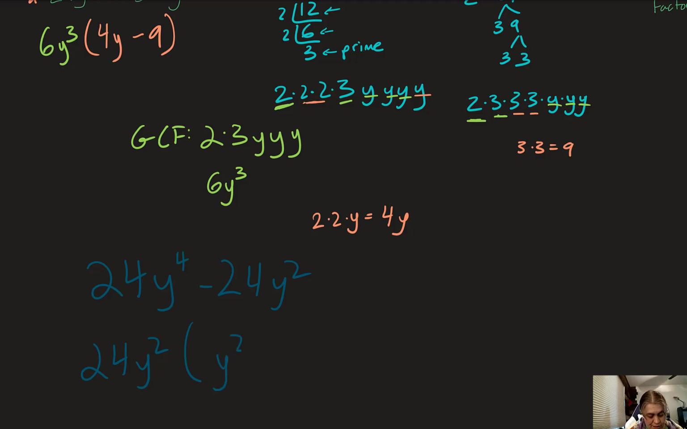So then what's left here is a y squared, but we pulled out all of this. Does that mean that that term just goes away? No. It means that you're left with a minus 1. And that's how you factor out the GCF.